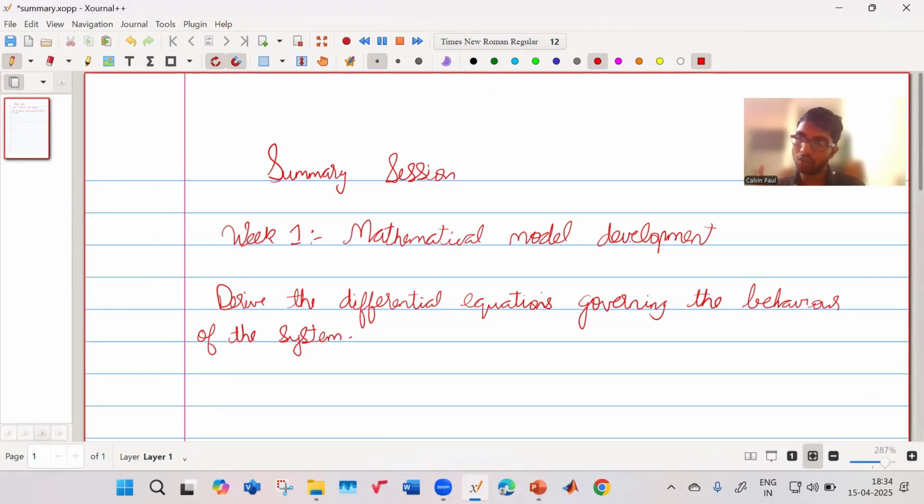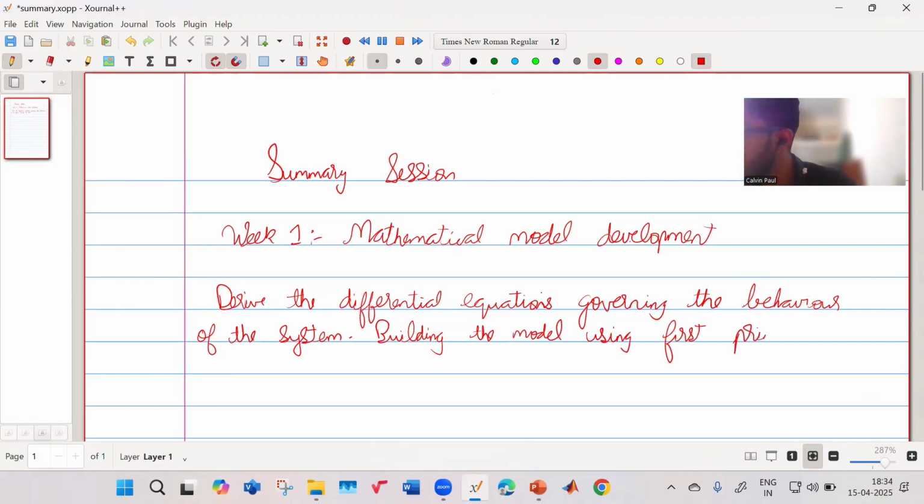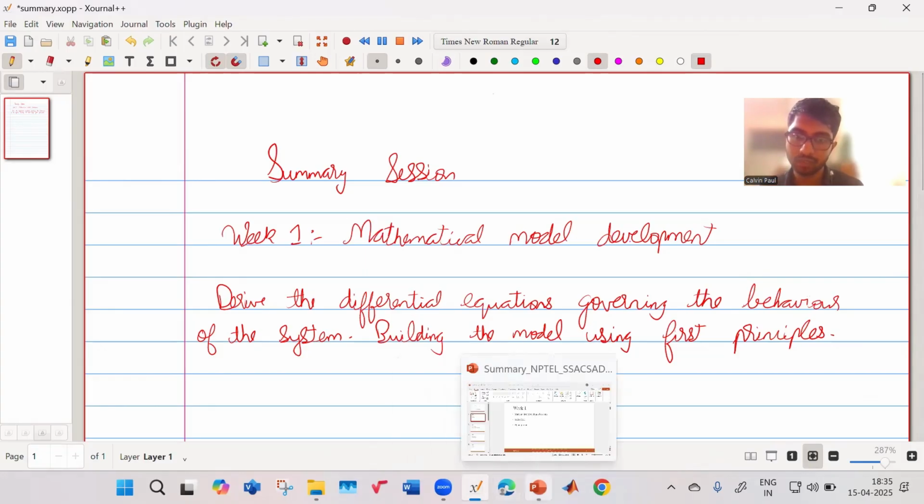So like you're doing sort of root cause analysis, building the model using first principles. You will be using laws such as laws of energy conservation, law of conservation of momentum, or KCL, KVL, etc. All these laws are the first principles which are governing the behavior of the system. Using those laws, you will find the differential equations governing the behavior of that system. And that is your mathematical model. After that, you will see in week two.